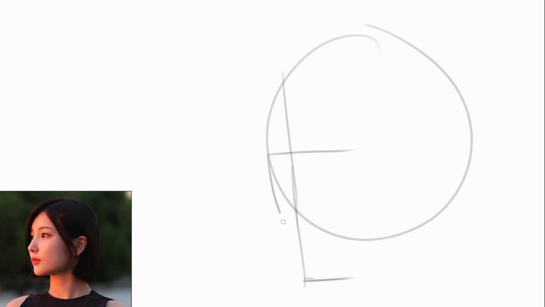I always begin with a circle to represent the general shape of the head. And it doesn't matter if it's not perfect because this is just a guideline that will not be seen in the final drawing. Then draw the center line of the face and a line for the eyes. And then draw the shape of the jaw, being careful to observe my reference.